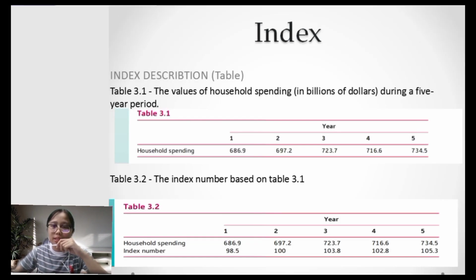Looking at these two tables will help us imagine the index model more clearly. While table 3.1 provides the raw data, table 3.2 converts it into index numbers, which are easier to read. And how do we calculate the index number? Now, we are going to the next slide.